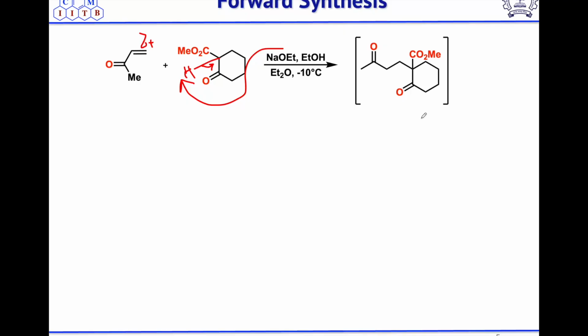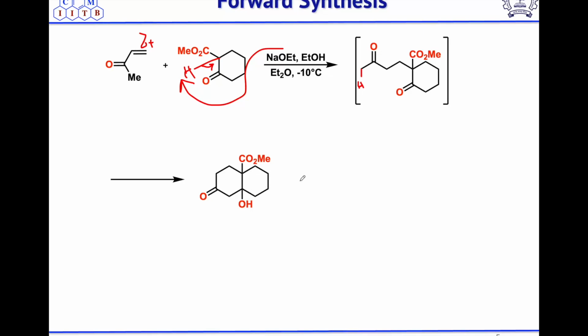The next step is we have to carry out, in the same reaction condition, basically the reaction condition is the same. In one pot, first Michael addition will happen, then in the same reaction condition aldol reaction will also happen. So this base is already there in the reaction medium, so it will take a proton from this side again, and it will undergo this aldol reaction. Okay, so it will generate this beta hydroxy carbonyl compound.